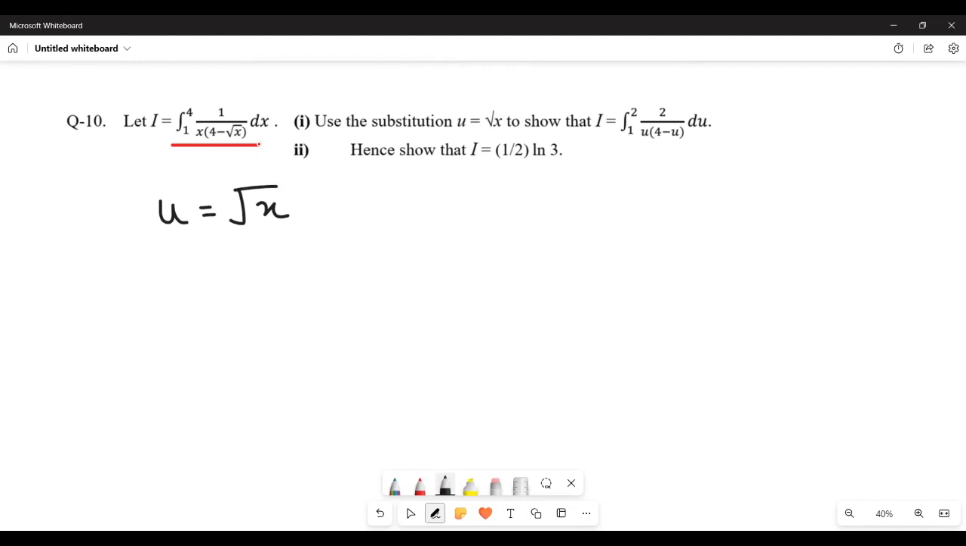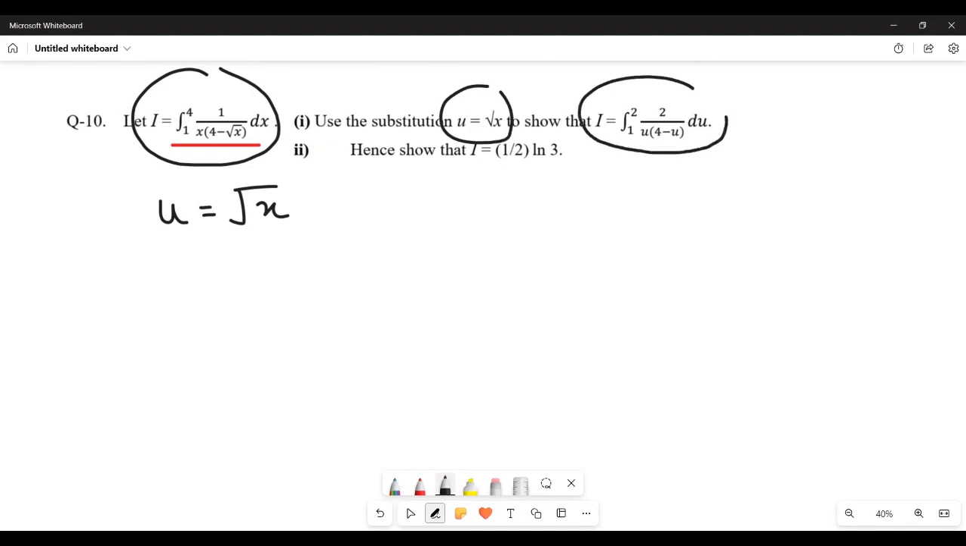Okay. Use the substitution u equals square root of x to show that I becomes this. So we're initially given this integration with respect to x, and you have to use this substitution and change it into this. Okay, so let's do that.